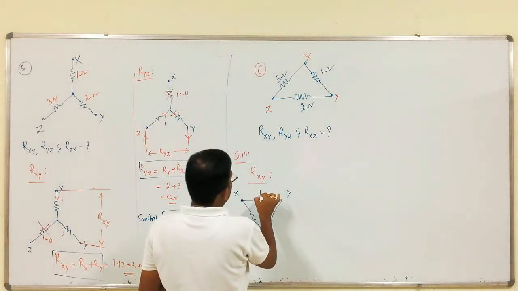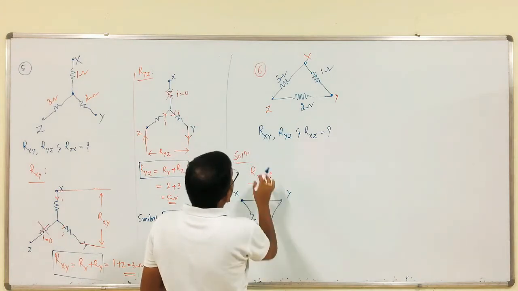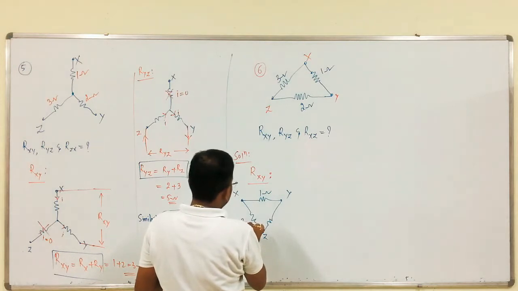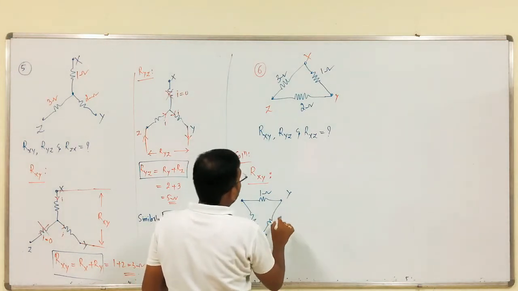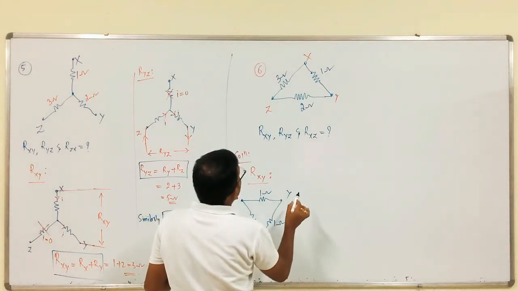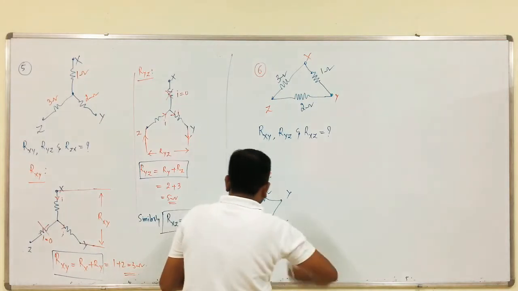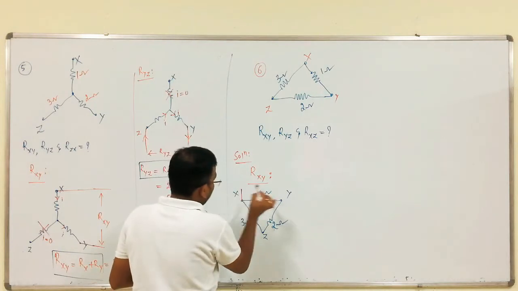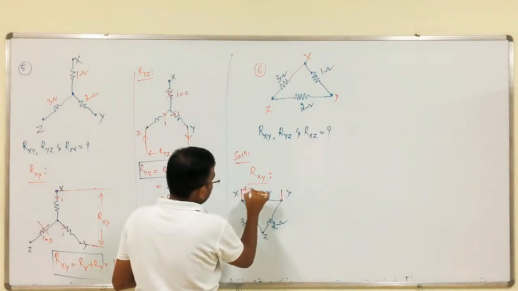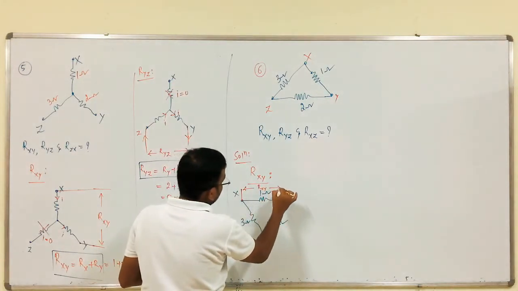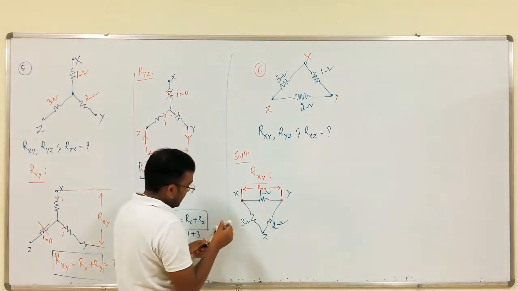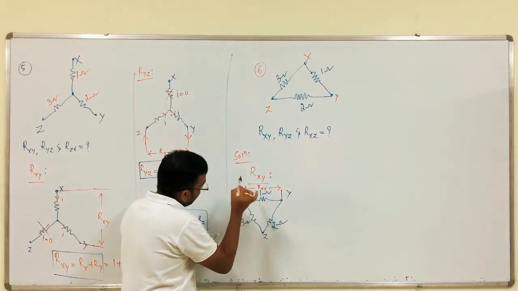So, this is 1 ohm between x and z, this is z. Between x and z we have 3 ohms, between y and z we have 2 ohms. We have to calculate the resistance between these two terminals, R x y. Therefore, between these two terminals we have to check the entering current.